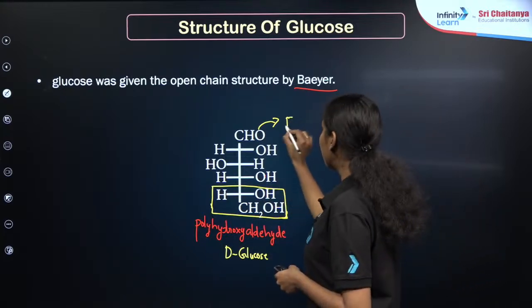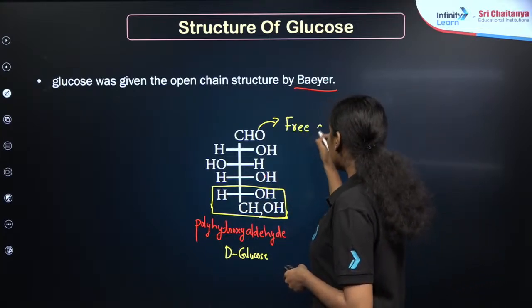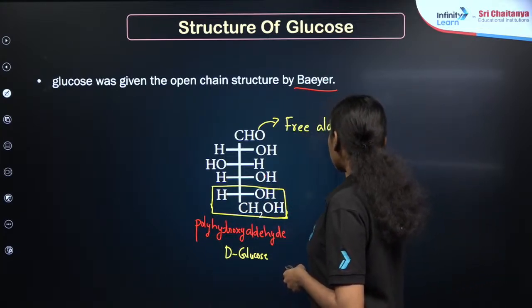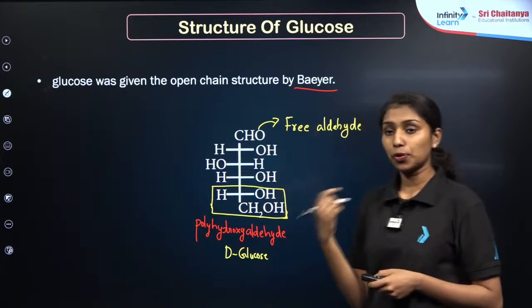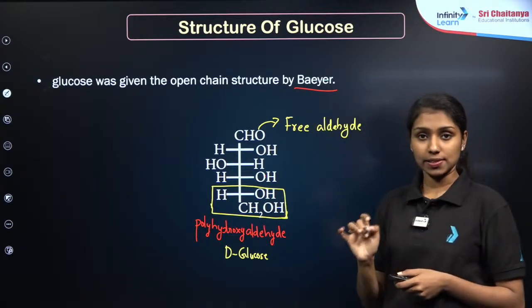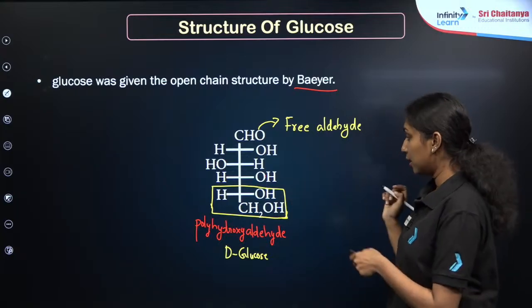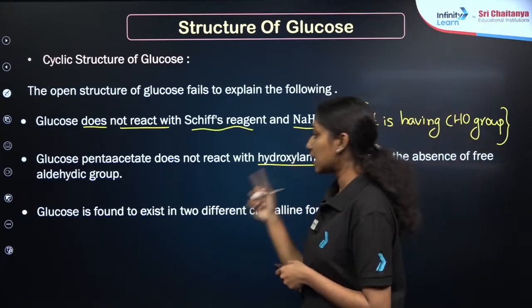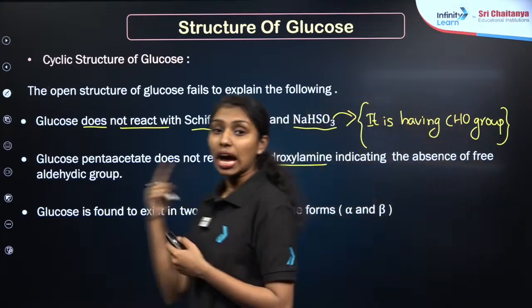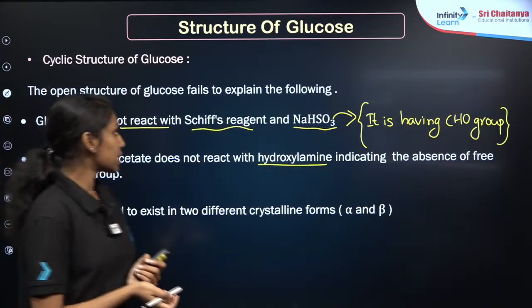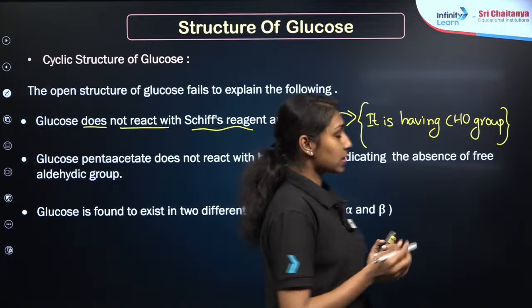Whenever any free aldehyde group is present in a compound, it should react with hydroxylamine to form the oxime product. So when we treat glucose pentaacetate with hydroxylamine and there is no reaction, it indicates the absence of an aldehyde group. This is another limitation of the open chain structure of glucose.